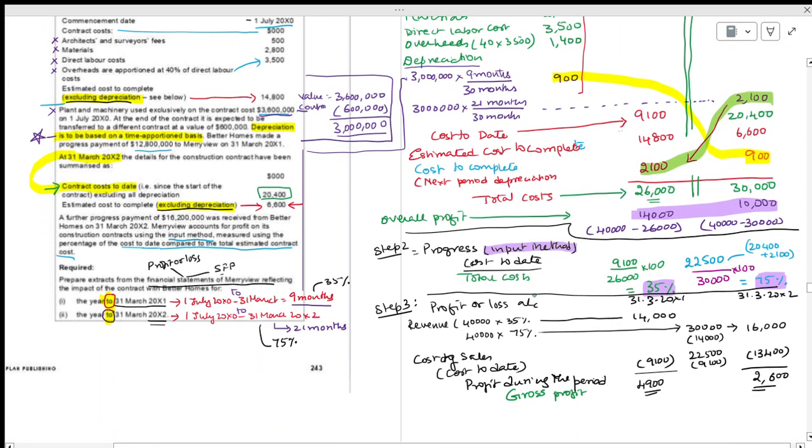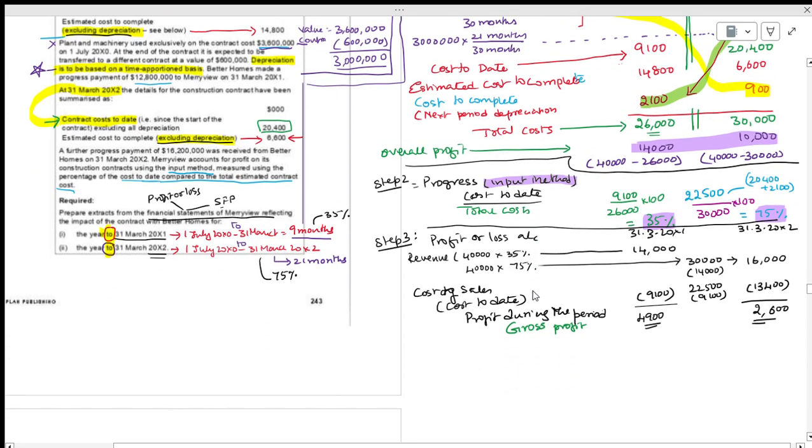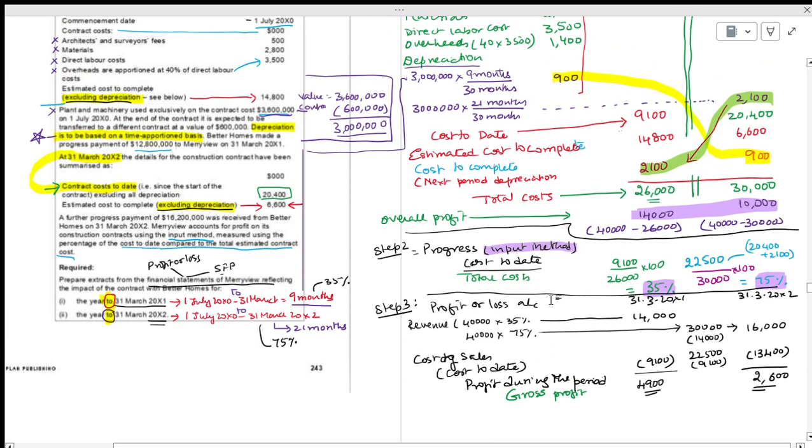Okay. Progress. Cost to date is an input method: cost to date divided by total cost. Output method: work certified divided by contract price. You will get the progress, 75%. Based on the progress, we have calculated the profit. Is it clear? Go through it once, and then we'll go for the last one.